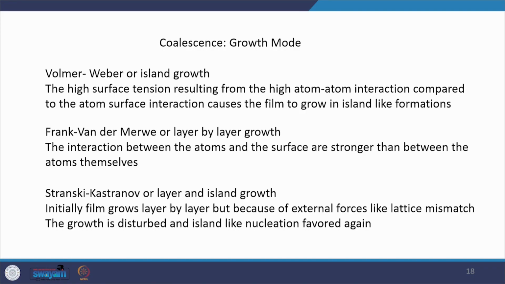Now, there are several growth techniques while depositing thin films onto the substrate. One is the island type of film growth, where the high surface tension results from the atom interactions being stronger compared to the atom and surface interactions. Due to this there will be growth of island type thin films. These island type thin films are very useful for forming metal thin films, which are nowadays very useful for plasmonic applications or some other optical applications.